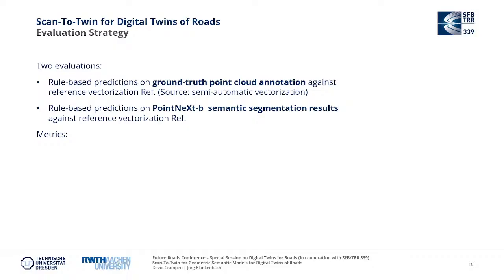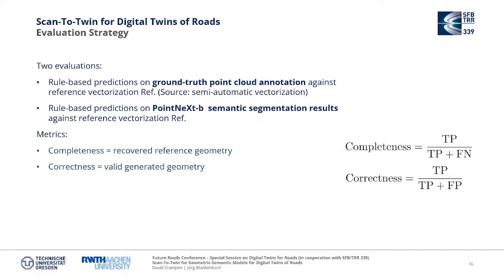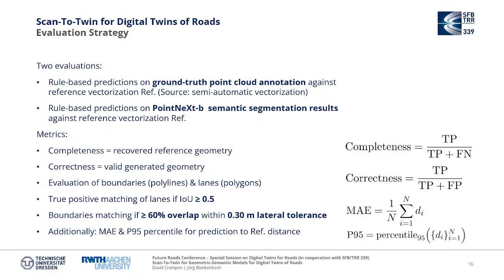Okay, now very briefly to the evaluation strategy. As I said, we initially evaluated the robustness of this very simple rule-based approach by comparing the vectorization results between ground truth labels and our PointNeXt outputs, with the following metrics: completeness and correctness, which are pretty much other words for precision and recall, but for our vectorizations, because we compare polylines, which are boundaries, and lanes, which are polygons, with certain criteria for true positives, false negatives, and so on.